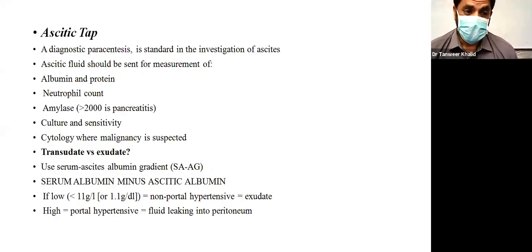The ascitic tap gives the diagnostic parameters and is the standard investigation of ascites. Whenever there is fluid in the body at any place, like in the pleural space or the peritoneal space, it needs to be tapped and tested. This is the gold standard. The ascitic fluid should be sent for measurement of albumin and protein, neutrophil count, amylase, culture and sensitivity, and cytology where malignancy is suspected.